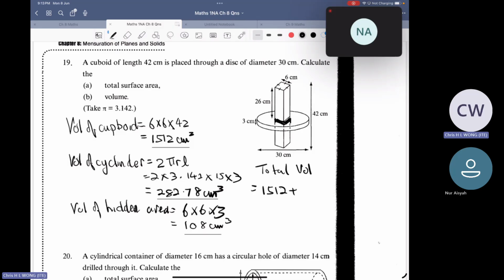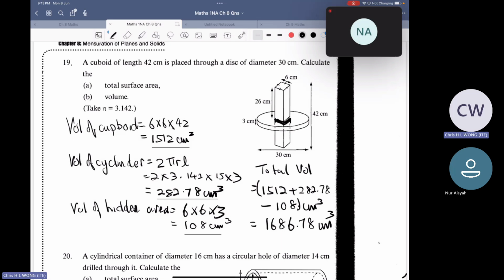Total volume equals 1512 plus 282.78 minus the last one, 108, in cm cube. The answer: 1512 plus 282.78 minus 108 will give you 1686.78 cm cube. Yeah.